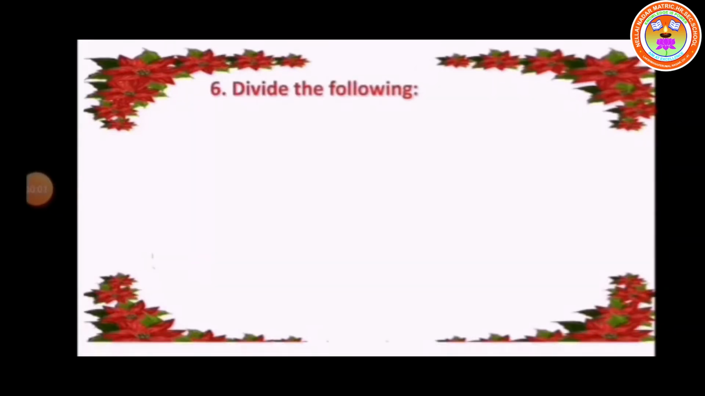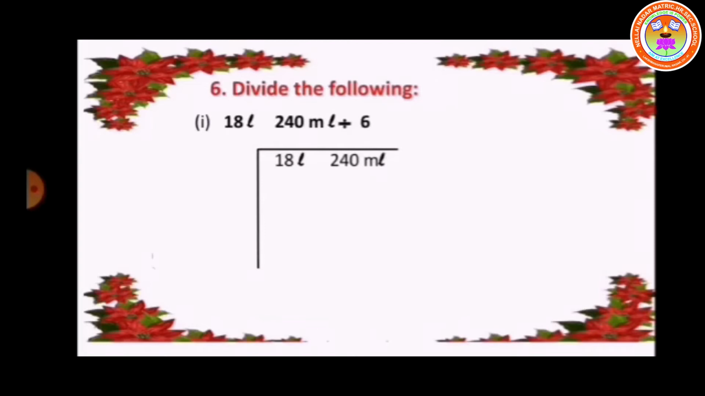Sixth sum, divide the following. First one, 18 liter 240 milliliter divided by 6. First you have to write dividend 18 liter 240 milliliter. Divisor 6. Students, take first digit 1. 1 is not divisible by 6. So you have to take 2 digits, 18. Say 6 table, 6 3s are 18. Subtract 18 minus 18, 0.